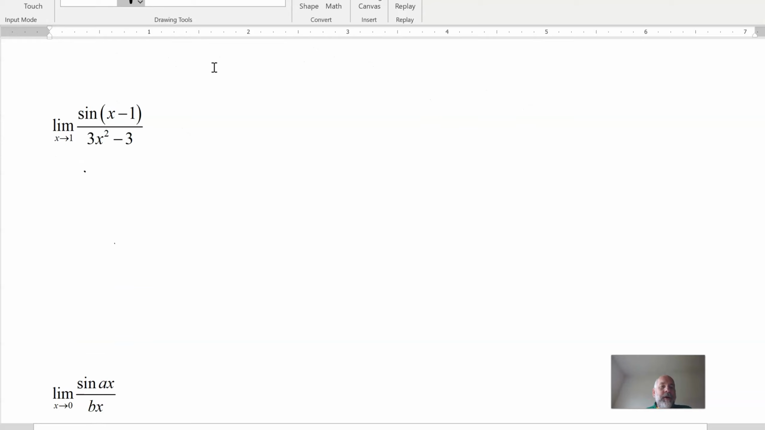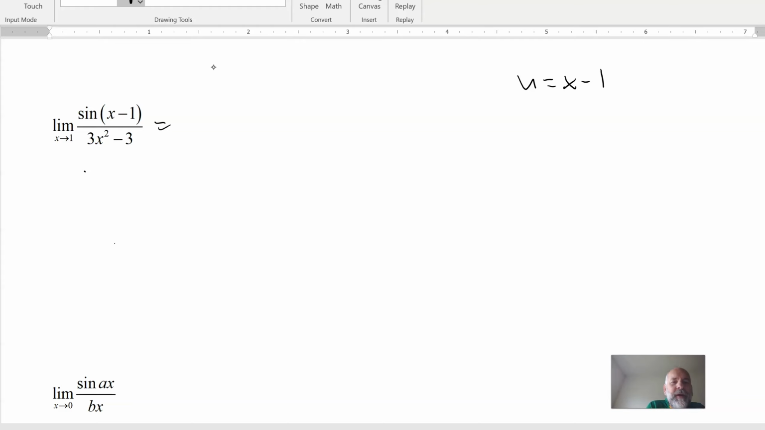Almost finally, I've got this one. Now this one's tougher because x is approaching 1, not 0. And we've got sine of x minus 1. What am I supposed to do with that? So what we're going to do is a little substitution here. There are a couple of different ways you could do this one, but this is the way I want to do it. And it's a sneak preview for stuff later. So we're going to turn all x minus 1 into u.